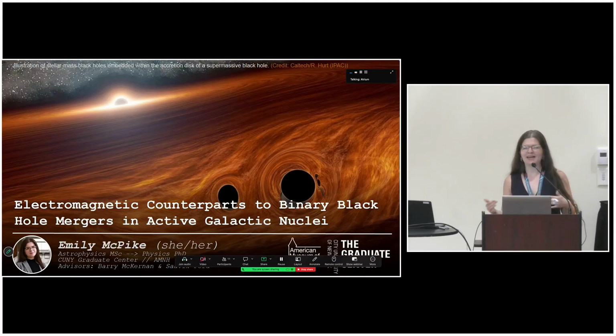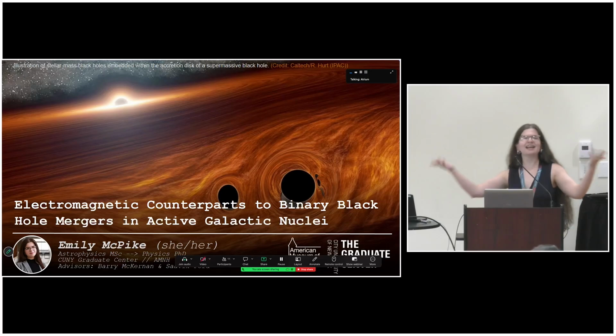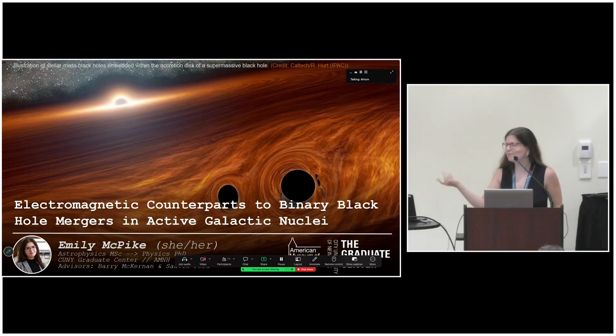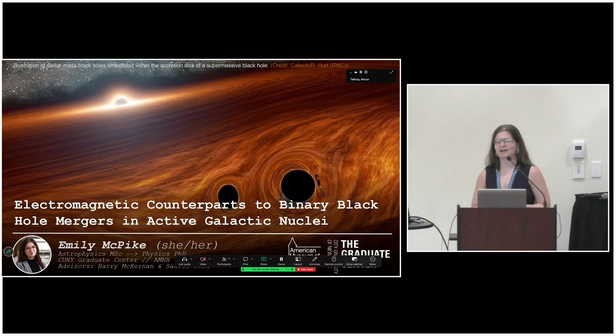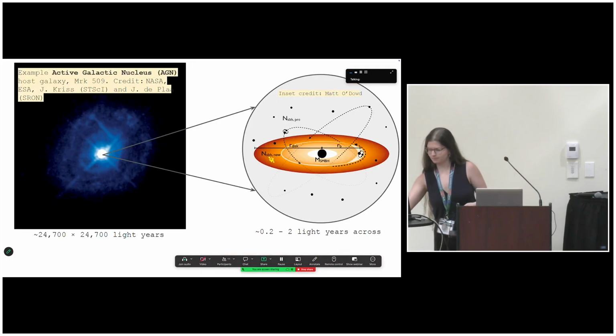My name is Emily McPike, and I am a recently graduated master's student, and an incoming PhD student at the CUNY Graduate Center. I study electromagnetic counterparts to binary black hole mergers and active galactic nuclei. You may wonder, why am I in the massive black holes section? My answer is there's a massive black hole right there. I am your friendly next door neighbor, here to ask you for a cup of sugar and to get excited with me about a promising multi-band, multi-messenger source accessible to us with LISA.